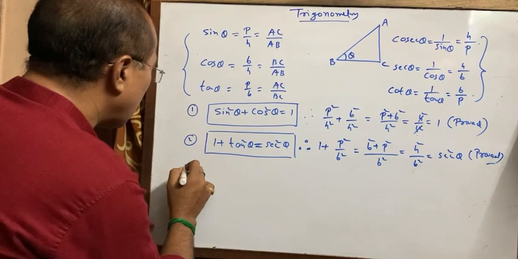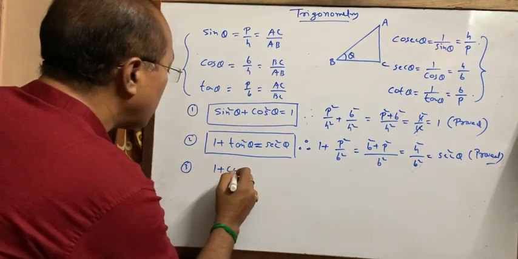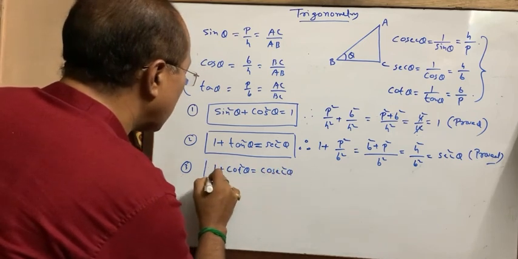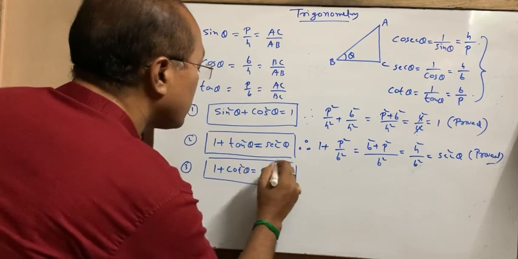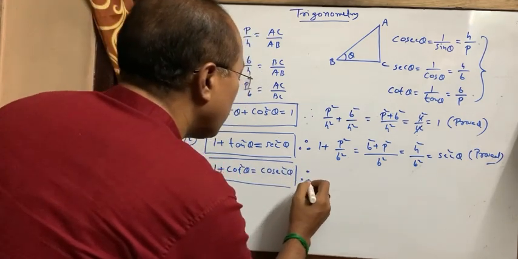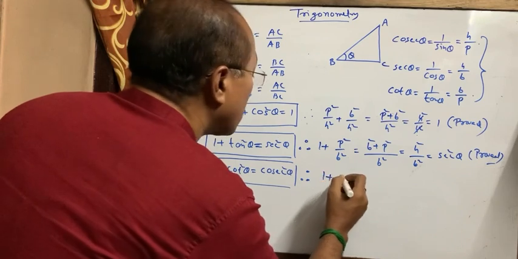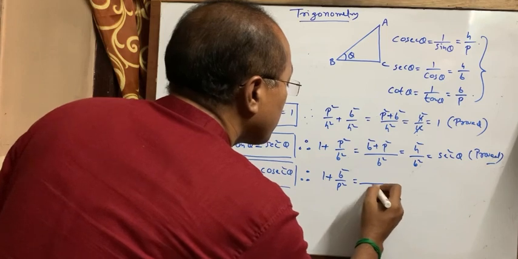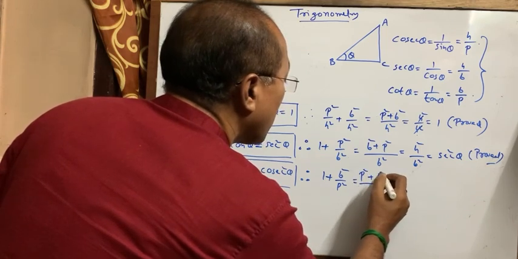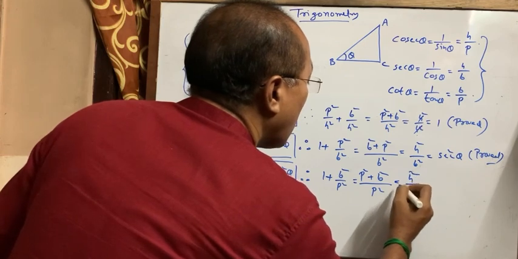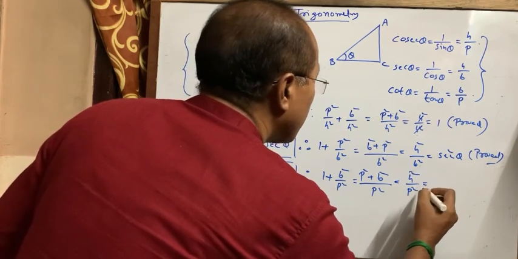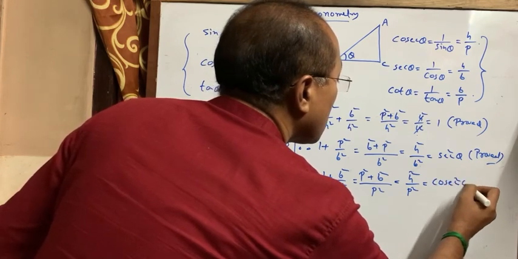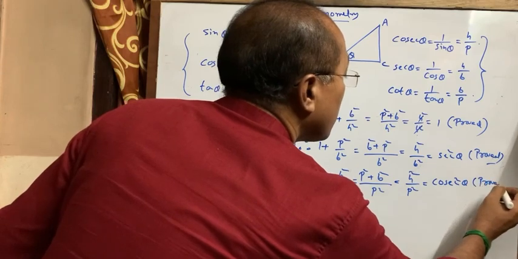Similarly, another relation is 1 plus cot square theta is cosec square theta. Therefore, we can say 1 plus cot means base by perpendicular. So p square plus b square, that is hypotenuse square by p square, ultimately this one is coming as cosec square theta.